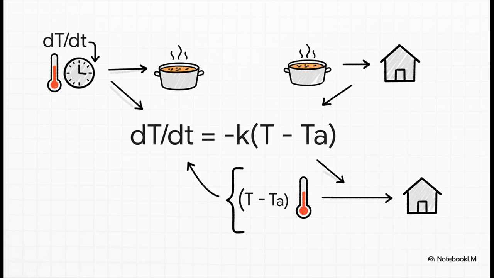Now, I know this might look a little intimidating, but let's just break it down. On the left, that dT/dt, that's just a fancy way of saying the rate of change of temperature over time. That's it. And on the right, T minus T_A is just the difference between the soup's temperature and the room's temperature. The negative k is just a constant. So all this equation is really saying is that the speed of cooling is proportional to how different the temperatures are. See? That's the whole rule.